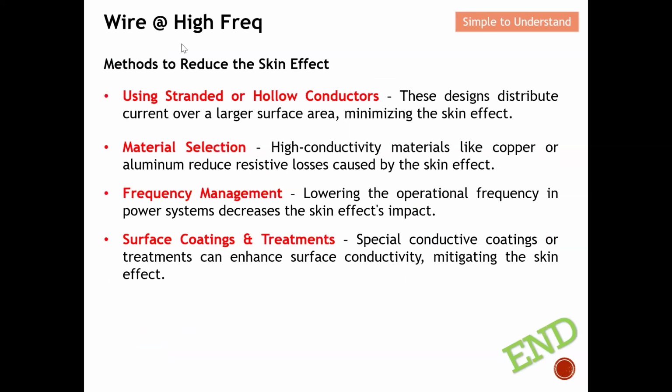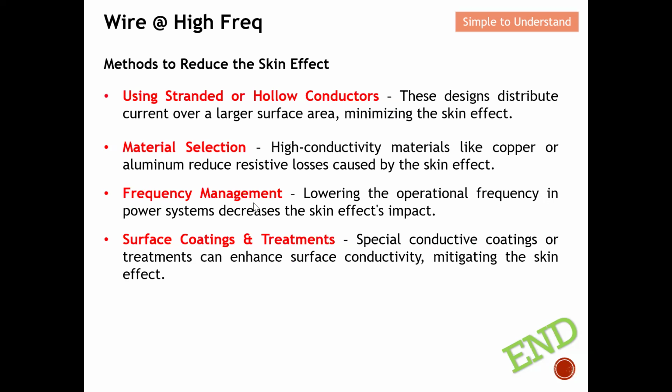Coming to my last slide: what are the methods we can use to reduce the skin effect? As I mentioned earlier, we can use strand or hollow conductors. This design distributes current over a larger surface area and minimizes the skin effect. Coming to material selection, high conductivity materials like copper or aluminum reduce the resistive loss caused by the skin effect. Again, this is something I've already touched on.